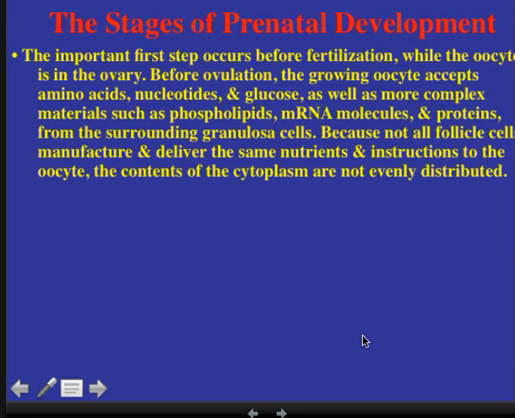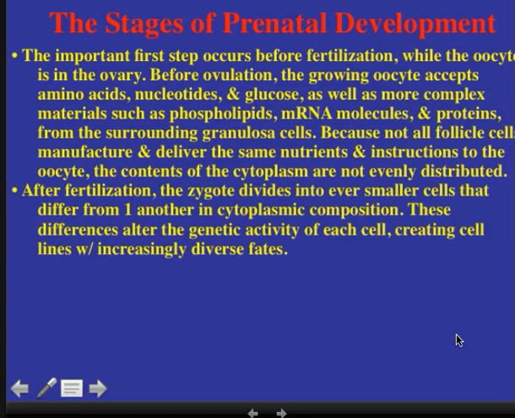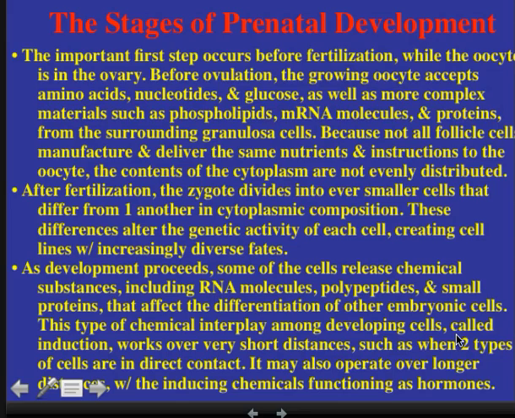These come from the surrounding granulosa cells, and because not all follicle cells manufacture and deliver the same nutrients and instructions to the oocyte, the contents of the cytoplasm aren't evenly distributed. That's what we were talking about before. After fertilization, the zygote divides into ever smaller cells that differ from one another in cytoplasmic composition. And these differences alter the genetic activity of each cell and create cell lines with diverse fates. Basically, we start doing our different dance.